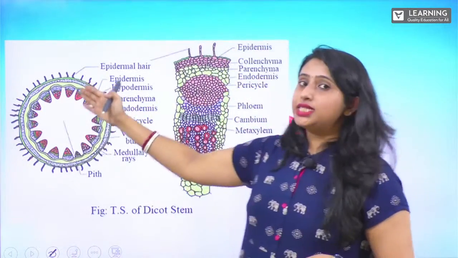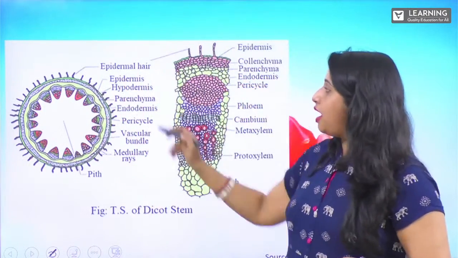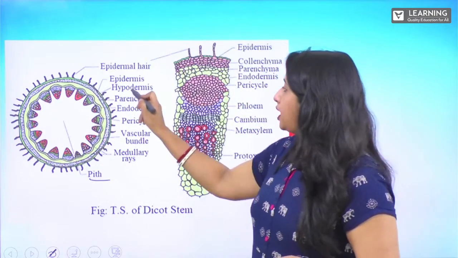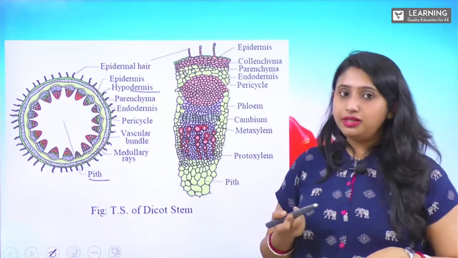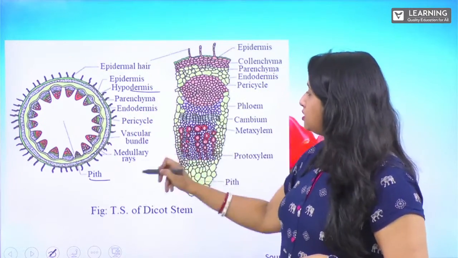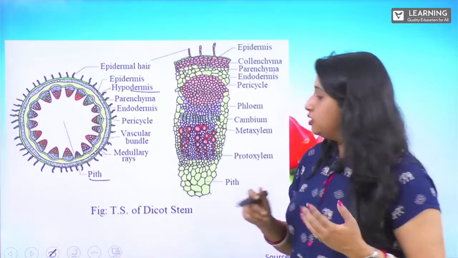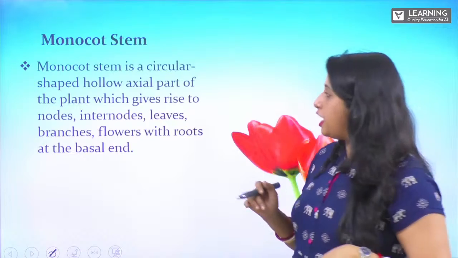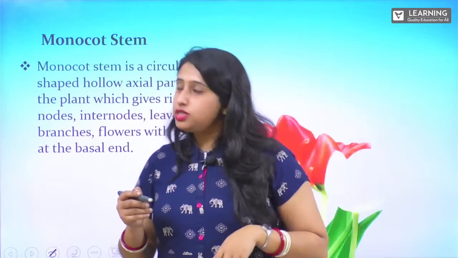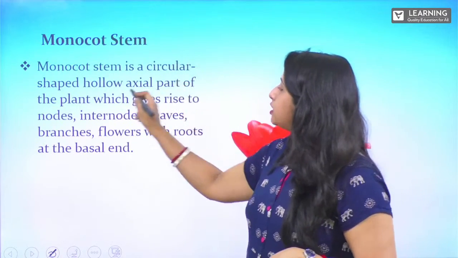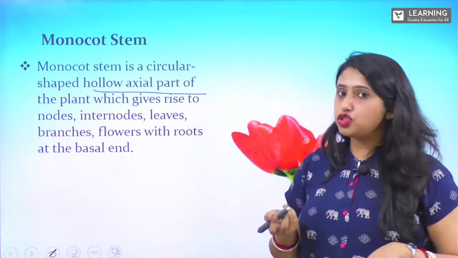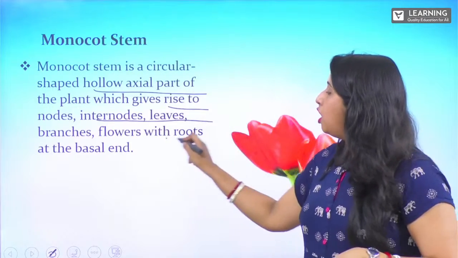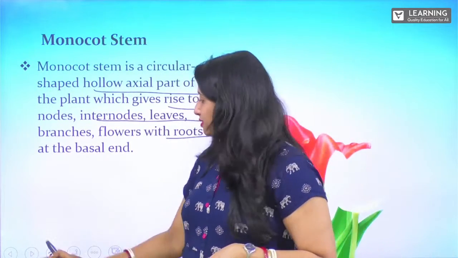So as you can see, this is the picture which shows the epidermis and this is your pith, isn't it? This is your pith and this is the hypodermal layer. So this is the diagram which I have drawn. Now let us see the monocot stem. In case of your monocot stem, what happens? They have a circular shaped hollow axial part of the plant which gives rise to nodes, internodes, leaves and all the flowers and the basal end.